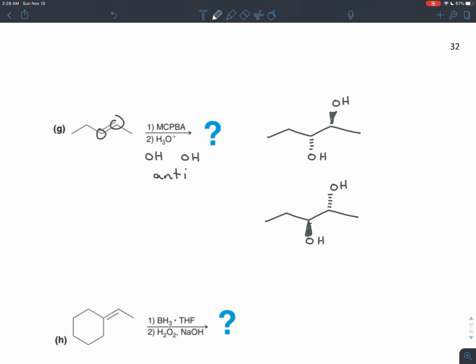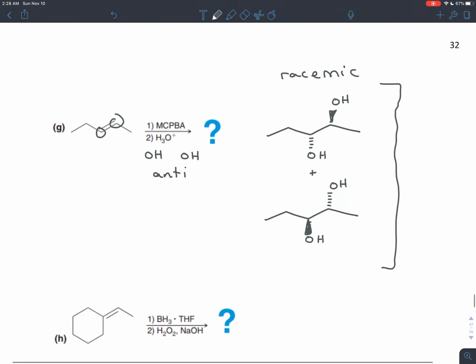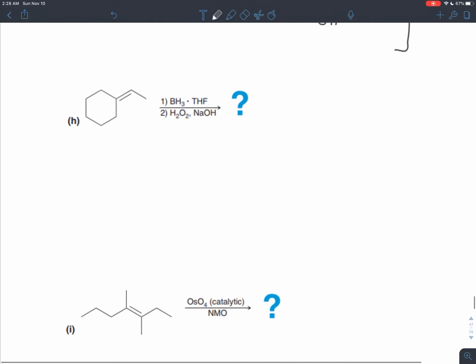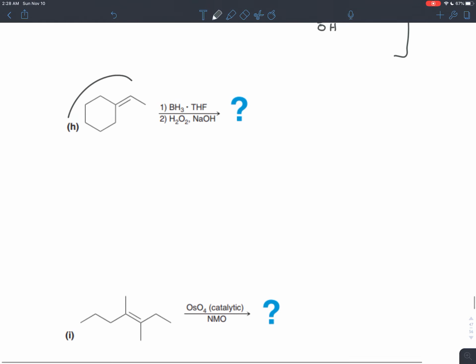So those are 2 enantiomers, molecules in which all of the chiral centers switch, but otherwise everything is the same. And if you do anti-dihydroxylation with this peroxy acid on this alkene, you'll get a racemic or 50-50 mixture of those 2 products.